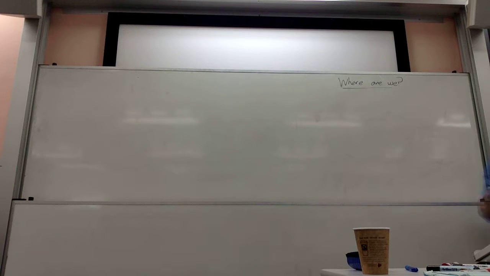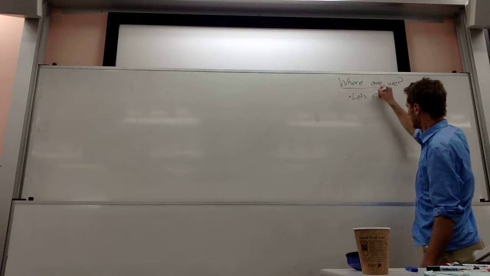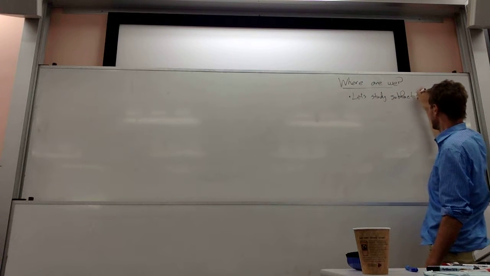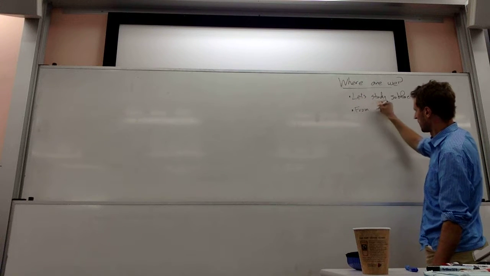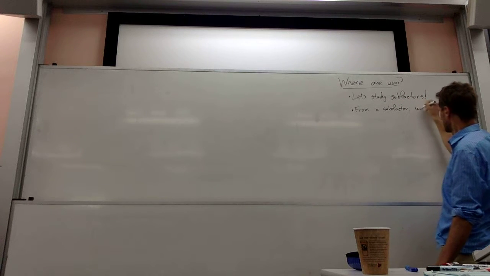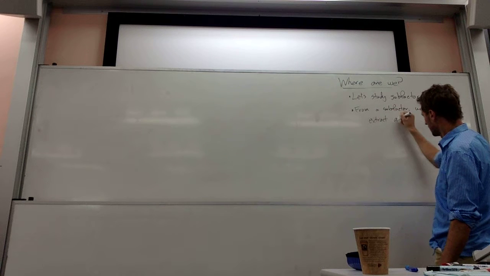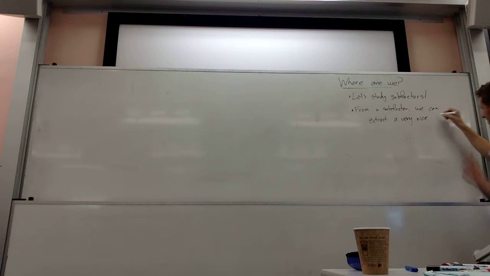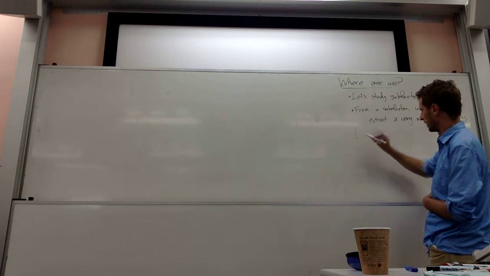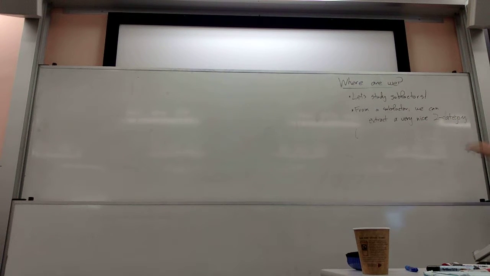I had a request to remind everyone where we're up to at the moment, in case you're following locally but using the clock. So, what are we doing? Let's study subfactors. That's where we're starting. From a subfactor, we can extract a very nice two category. In fact, one thing that will happen in a moment is that we're going to say that this very nice two category is by and large a complete invariant of the subfactor we started with.